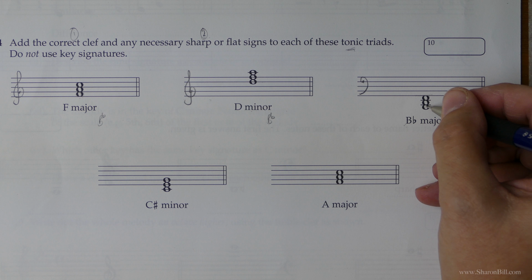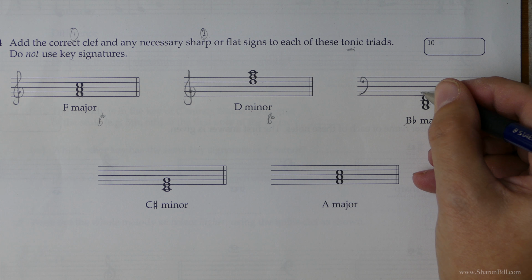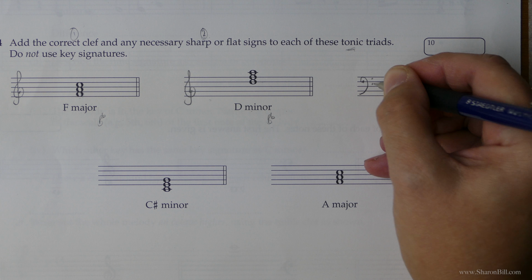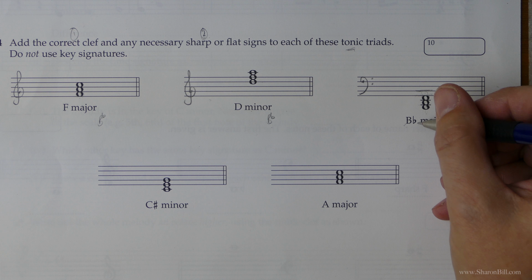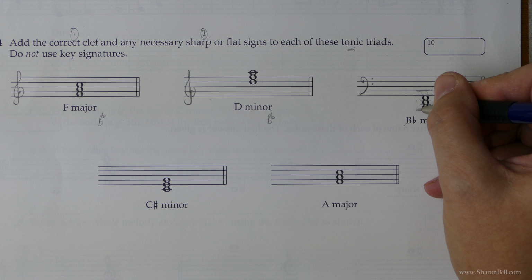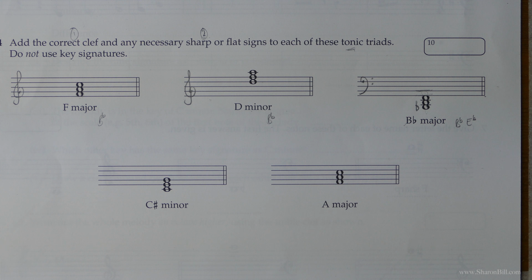If you want to be doubly sure, count up your octave. 1, 2, 3, 4, 5, 6, 7, 8, and that takes us to B, an octave higher. And so we know that this must be in the bass clef. Now B flat major, of course, has a key signature of B flats and E flats, and the tonic must be B flat, and so there's our accidental.